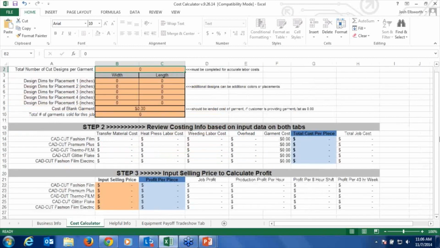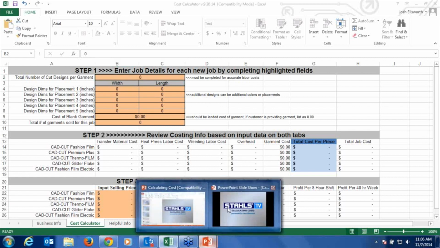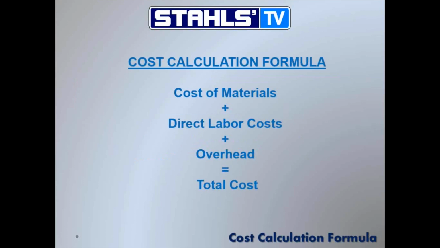And then we'll spend the bulk of our time actually punching in unique information for various jobs and walking you through how to use this calculator, so it'll kick out a cost per piece. But I want you to understand a little deeper than just typing in the info, the concepts that go behind calculating costs. So we're going to spend a good portion of our time walking through that. And here is what I use as a basic cost calculation formula. So we're going to start at the very high level of things, and then we'll work our way down.